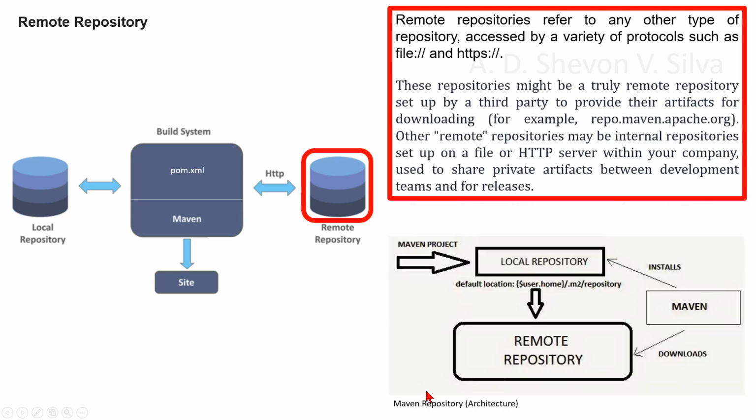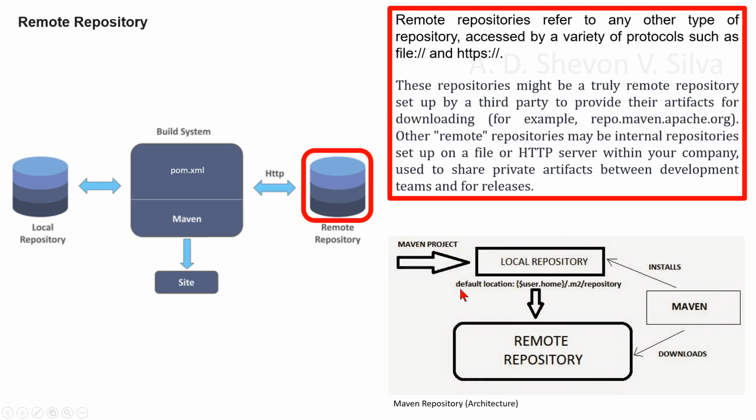Here you can see the Maven repository architecture. Maven follows a two repository model, wherein it maintains a local repository, which is created when you execute the first Maven command. It downloads the dependencies from the remote repository into this local repository and then builds projects.